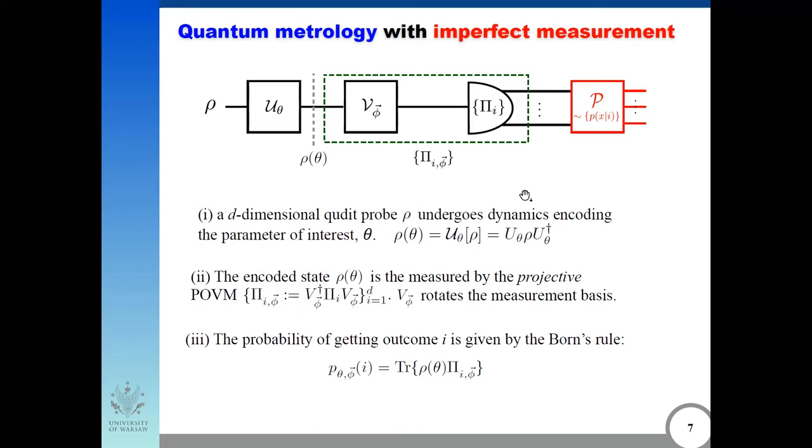So this is so far so good. And then the probability of getting the outcomes I for the projected I is of course given by the Born's rule. So in this case, if there's no noise, then that's all. Now with imperfect measurement, let's say with the readout noise, this outcome I is not what we observe immediately.